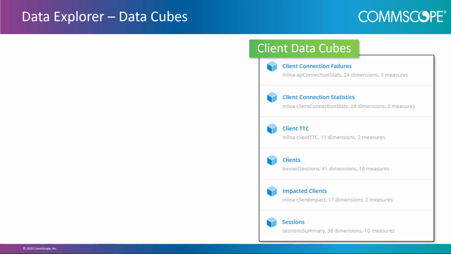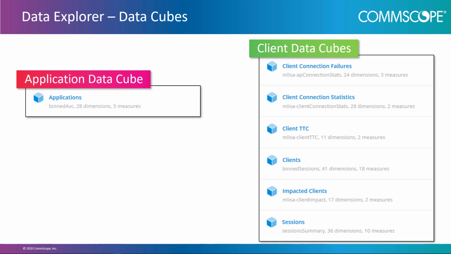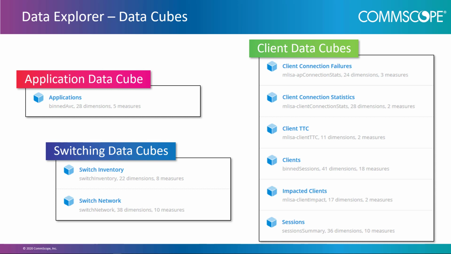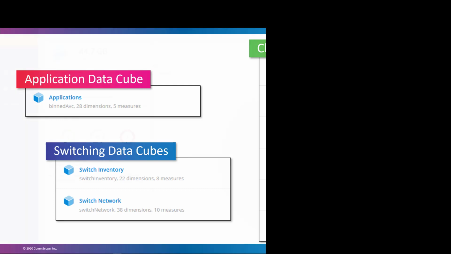Then we have client data cubes that let you view data on wireless clients, their connection statistics, failures, and time to connect, as well as session information. We have an application data cube that allows the analysis of the applications in use in your network, as well as switching data cubes that leverage information collected from the managed ICX switches in your topology. So let's take a look at some of these data cubes in real time on the RUCKUS Analytics user interface.